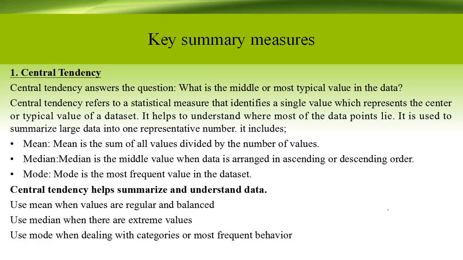It includes mean. Mean is the sum of all values divided by the number of values. Median. Median is the middle value when data is arranged in ascending or descending order. Mode. Mode is the most frequent value in the dataset. Central tendency helps summarize and understand data. Use mean when values are regular and balanced. Use median when there are extreme values. Use mode when dealing with categories or most frequent behavior.